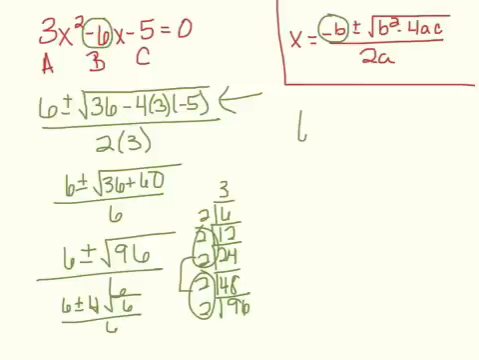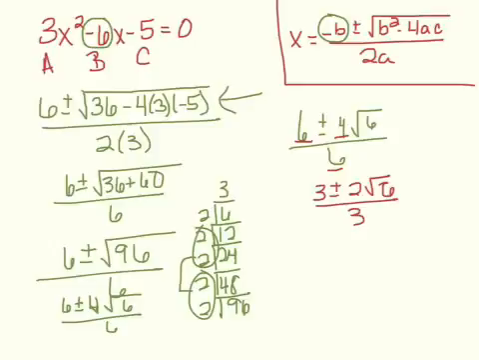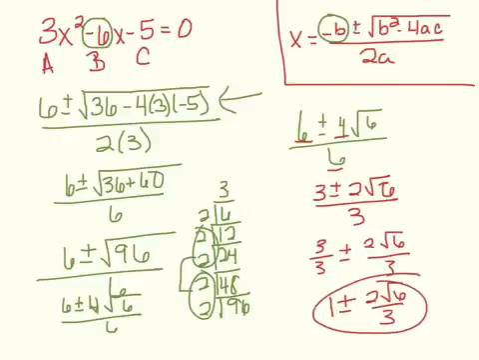So my unsimplified answer, I'll write it here so you can see, looks like this. If all 3 outside numbers are divisible by something, you can break them down. So another way to write this is, 2 goes into all of them: 3 plus or minus 2 rad 6 over 3, or I can separate them even more: 3 over 3 plus and minus 2 rad 6 over 3, which is 1 plus or minus 2 rad 6 over 3. That answer would work.